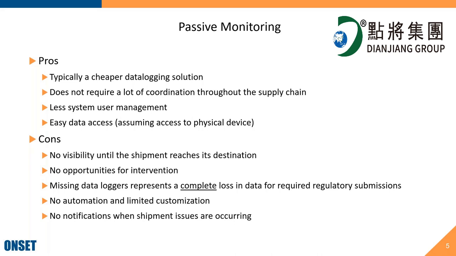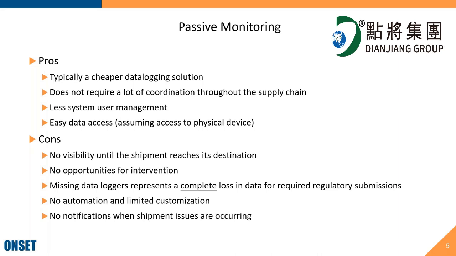It does not require a lot of coordination throughout the supply chain. By that, what we really mean is you don't have to create these really great lines of communication with your supply chain partners to see what's going on with the shipment. It's just, again, origin to destination, you get the data, and then that person does have to do coordination in terms of where to send the data, but it's a little bit simplified in that sense. There's less user management because USB loggers really don't typically require credentials, and easy data access. Anybody in the world can pick up a USB data logger, plug it into the computer, and grab that data.